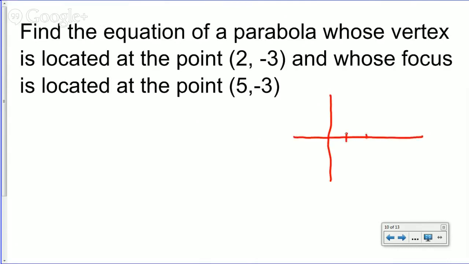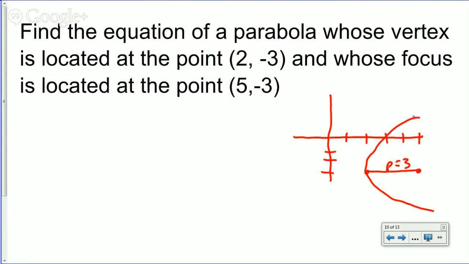So I'm at 2, negative 3 for my vertex, and 5, negative 3 for the focus. So my graph's opening up something like this. And I know this value right here to be P, and that's just 1, 2, 3. So P is 3.